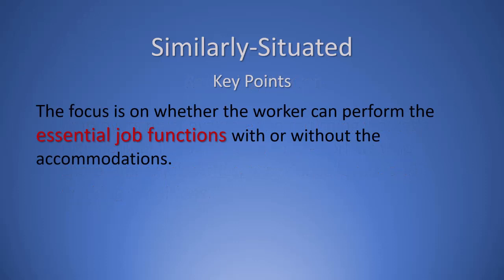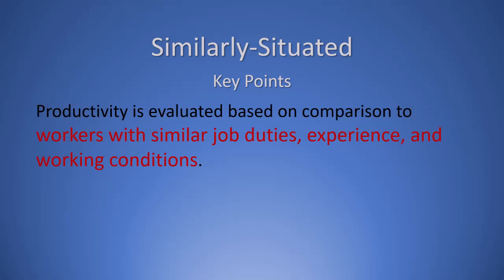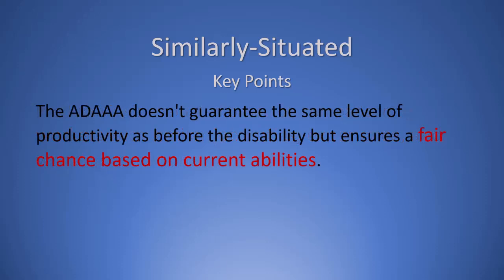And so what are the key points? Well, the focus in the ADAAA is whether the worker can perform the essential job functions with or without accommodations. For more information on this, you can refer to the Equal Employment Opportunity Commission, EEOC, website for detailed guidance on the ADAAA and reasonable accommodations at www.eeoc.gov. Productivity is evaluated based on comparison to workers with similar job duties, experience, and working conditions. The ADAAA does not guarantee the same level of productivity as before the disability, but ensures a fair chance based on current abilities.